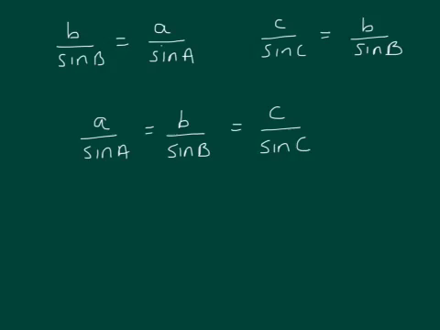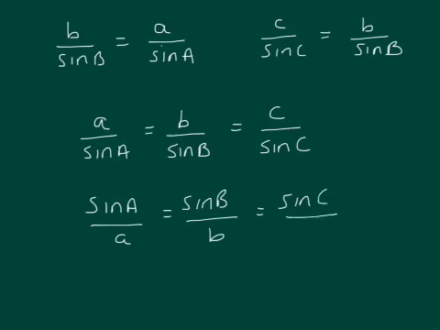This would be the form to use if you were looking for a missing side, but if you were looking for a missing angle, it would be simpler to use the form sine A over A equals sine B over B equals sine C over C. It's generally easier to have your unknown variable on the numerator of your fraction.